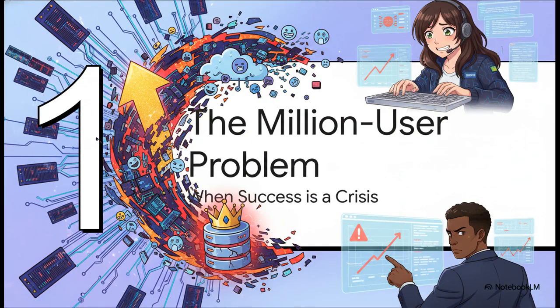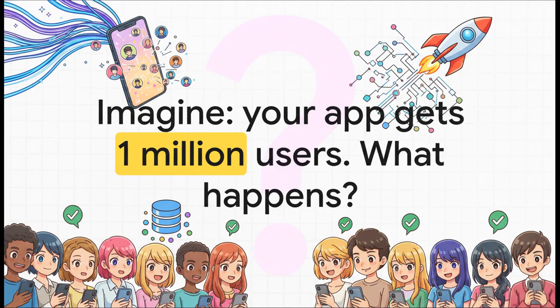Okay, let's start with a bit of a high-stakes problem. Because in the world of software, sometimes your biggest success can actually trigger your biggest crisis. So picture it, your app, your baby just goes viral. Overnight, 1 million people sign up. That's the dream, right? But here's the real question. When that dream actually happens, what does your system do?